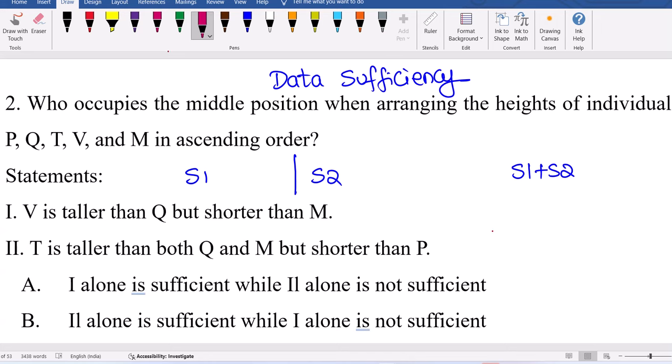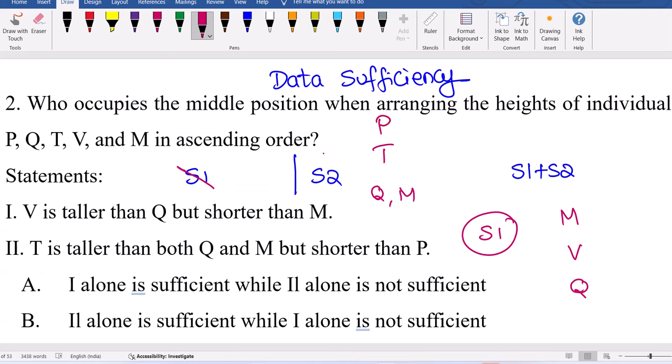First, if you go for statement 1 alone, V is taller than Q, but shorter than M. I'm not able to identify the middle because all 5 people are not arranged. So 1 alone is not possible. Then try 2 alone. What is statement 2 alone? T is taller than Q and M. Between Q and M, we don't know whether Q is taller than M or M is taller than Q. Using statement 2 alone, T is shorter than P.